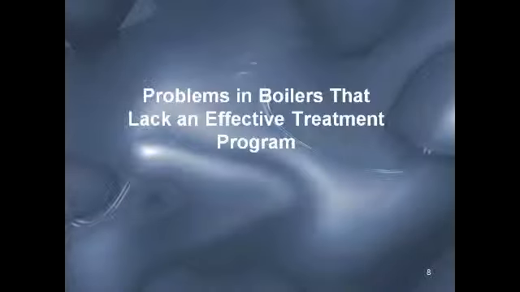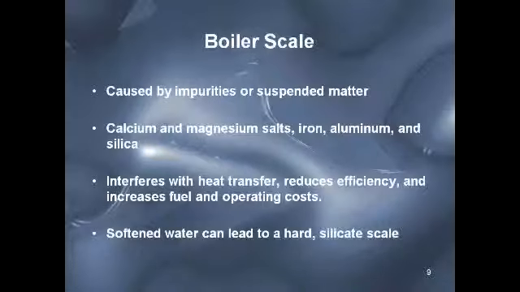Now let's look at some problems that can occur in boilers that are lacking an effective treatment program. The first problem we're going to look at is boiler scale. Boiler scale is caused by impurities being precipitated out of the water directly onto the heat transfer surfaces, or it can be caused by suspended matter in the water settling out on the metal and becoming hard and adherent.